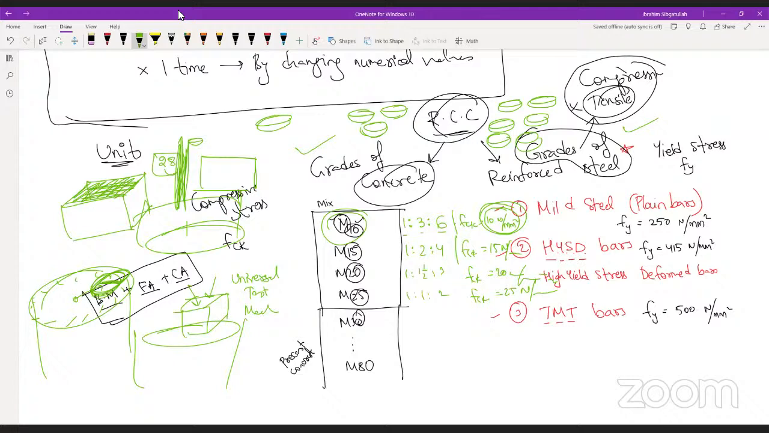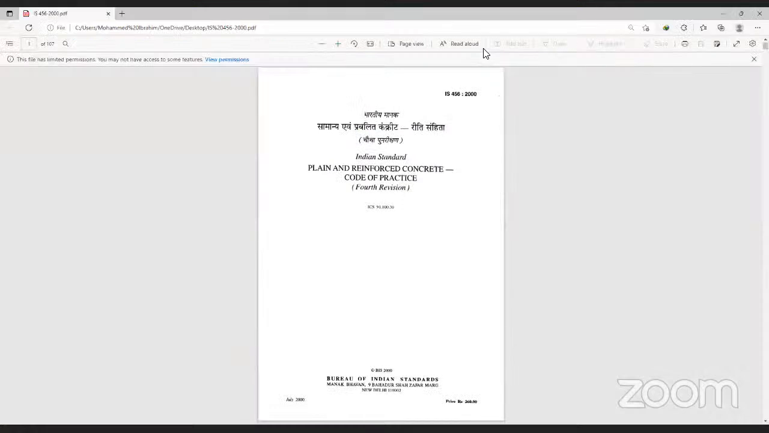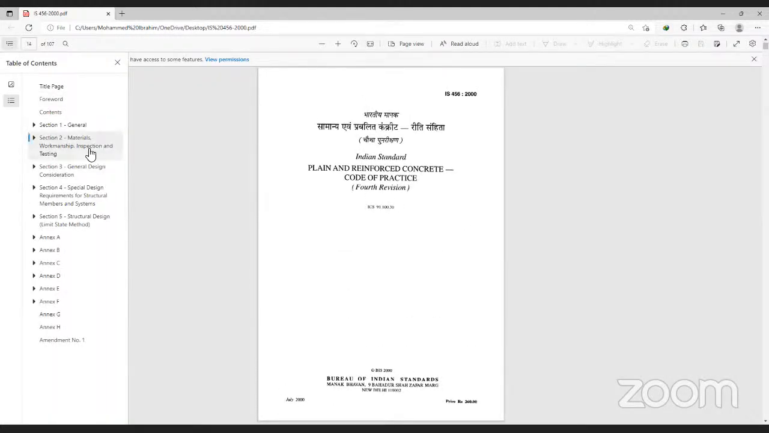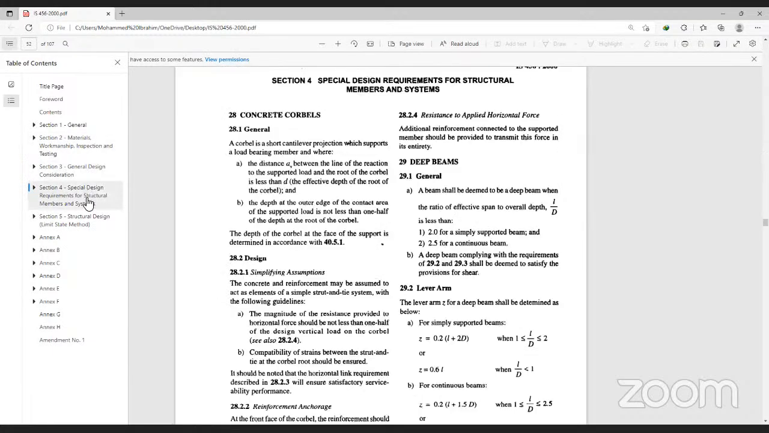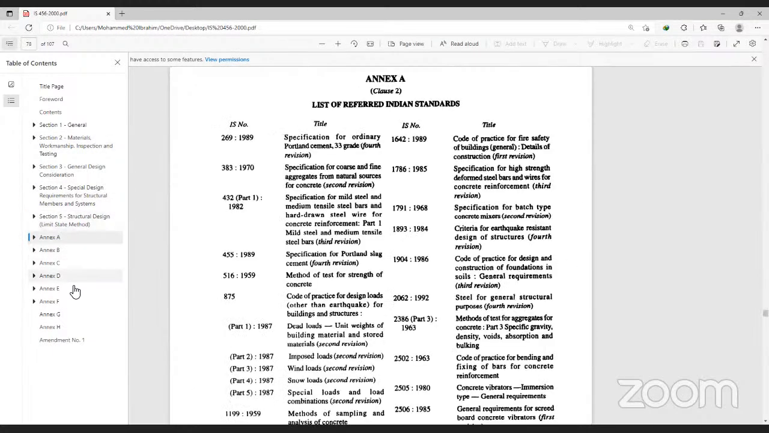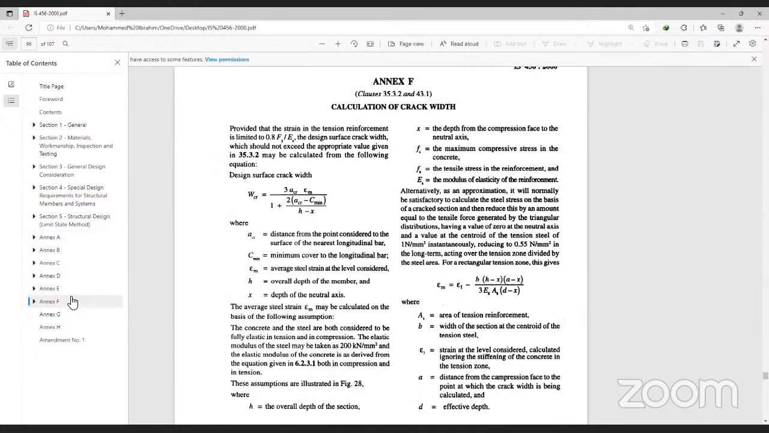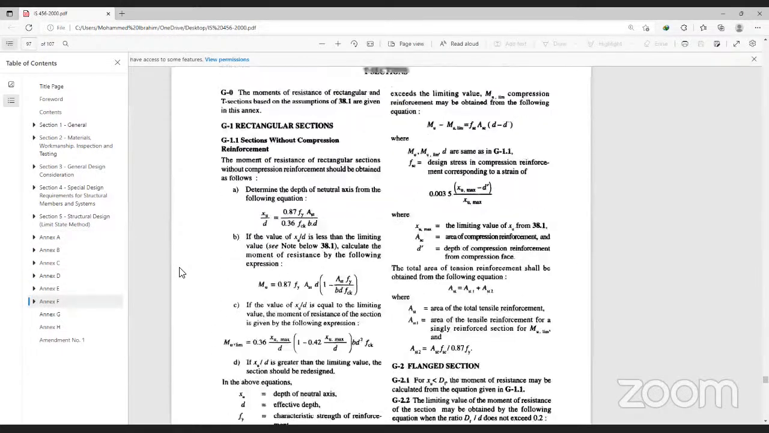Now, one last thing before we end today's class is the code book. There is this code book called IS 456-2000. There are basically two code books: one is IS 456-2000, another is IS 456-1984. These code books have the methods and formulas which we need for solving our problems.